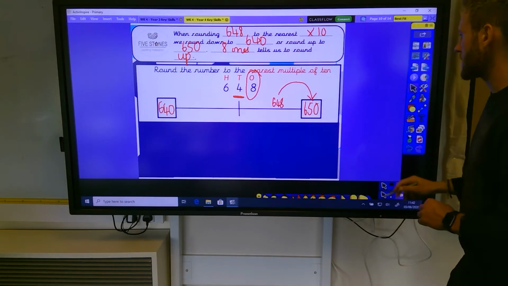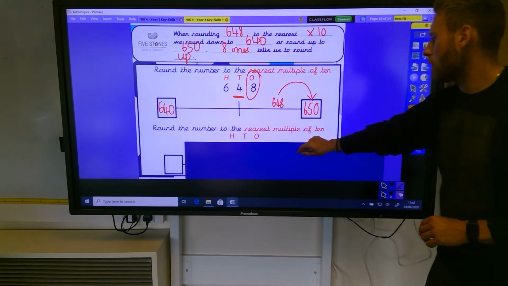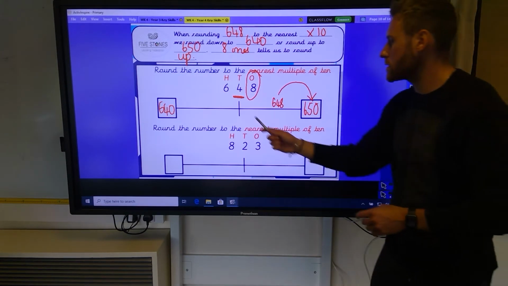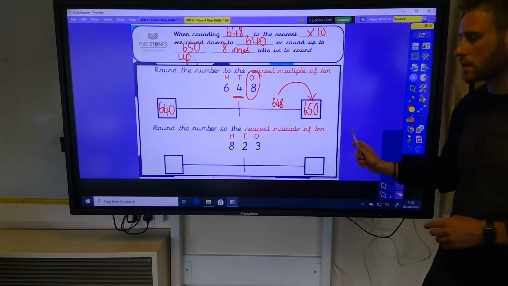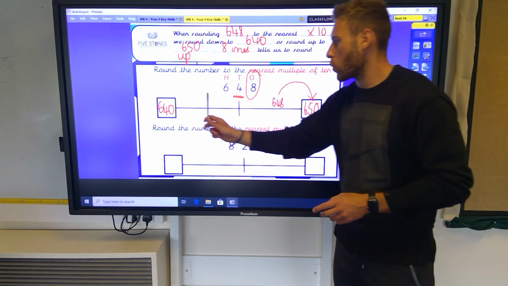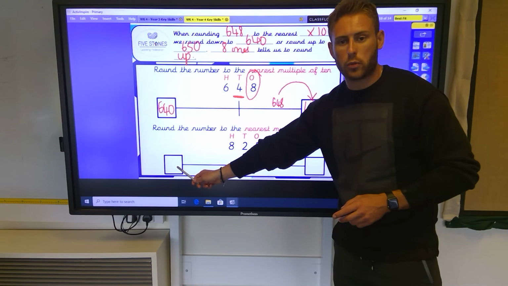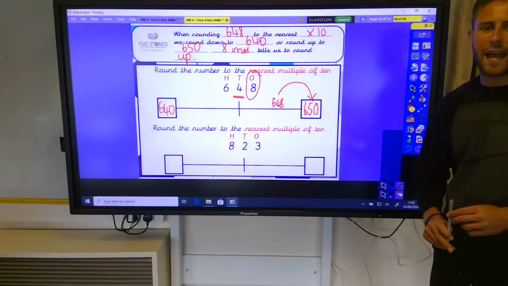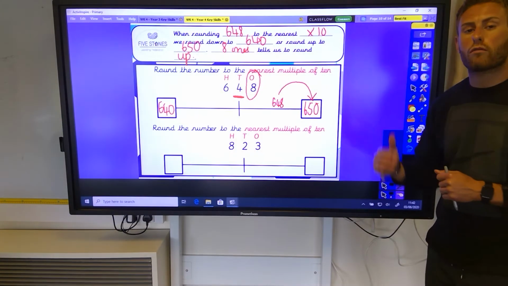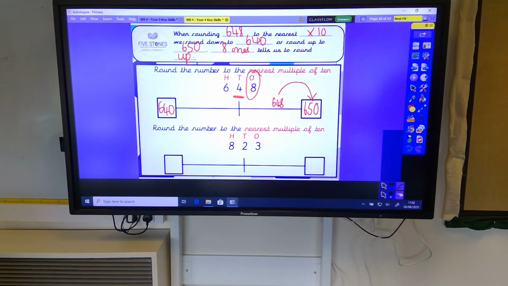Great. I want you to have a little go of this problem here. You are rounding to the nearest multiple of 10. Your number is 823. So think about what that first multiple will be and what the next multiple will be, and decide whether you're going to round down or round up. Off you go.